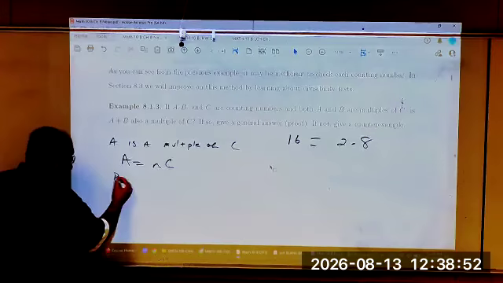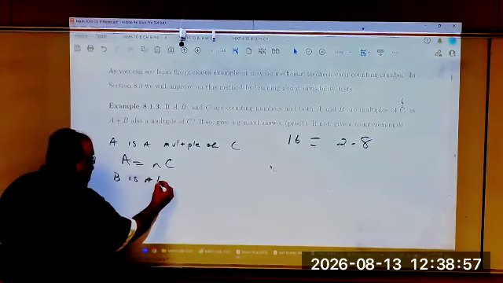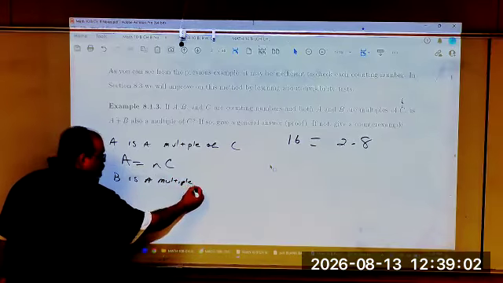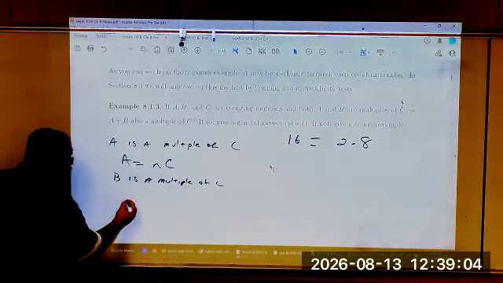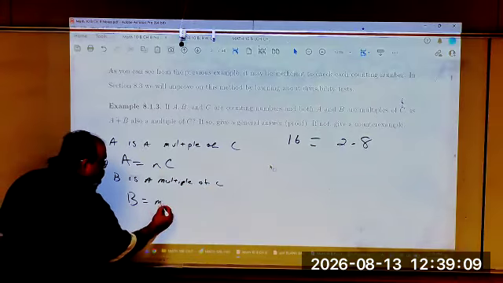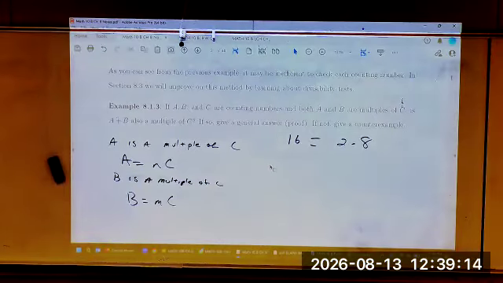B is a multiple. So B is equal to some number, let's call this M times C. So the question is, is A plus B a multiple of C?